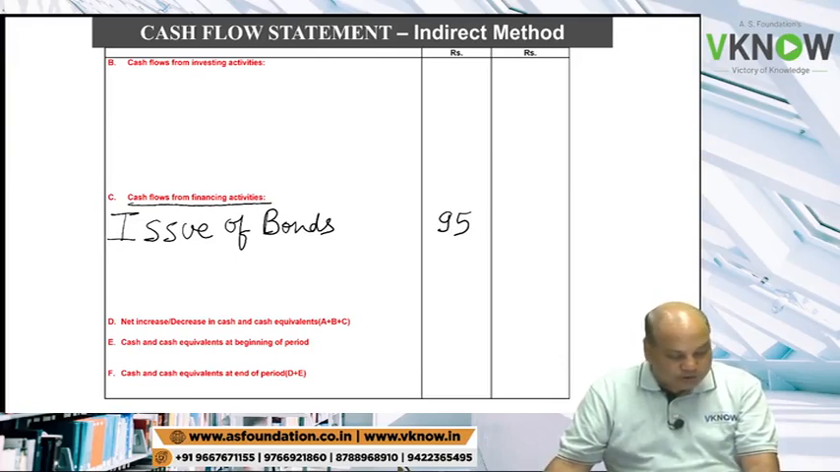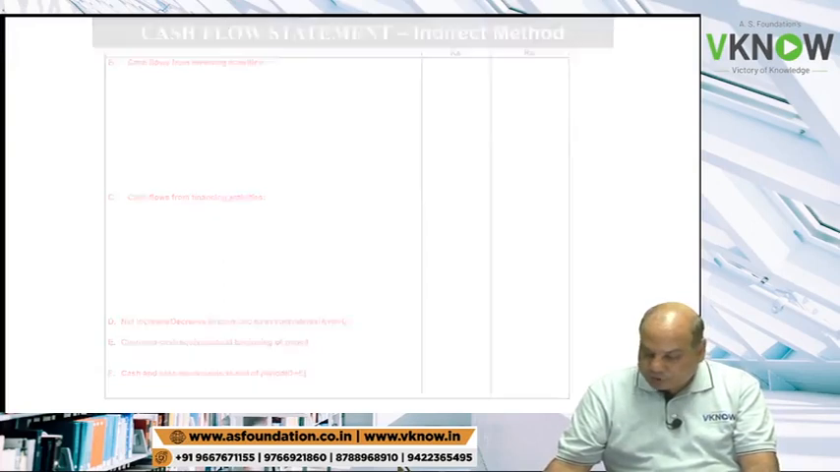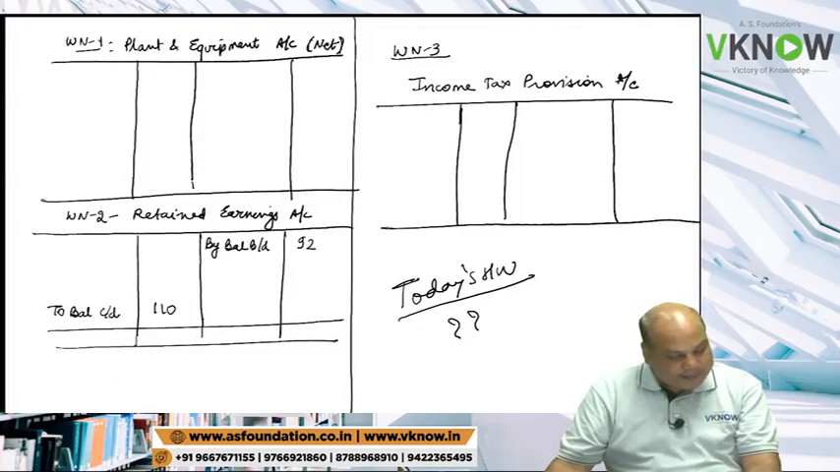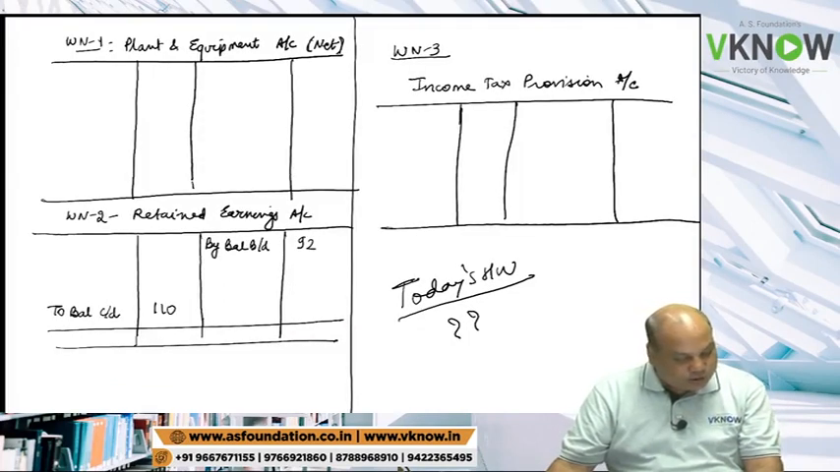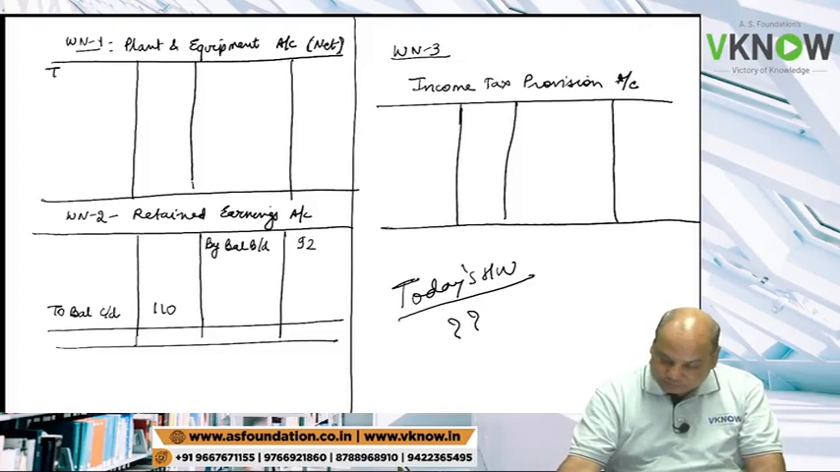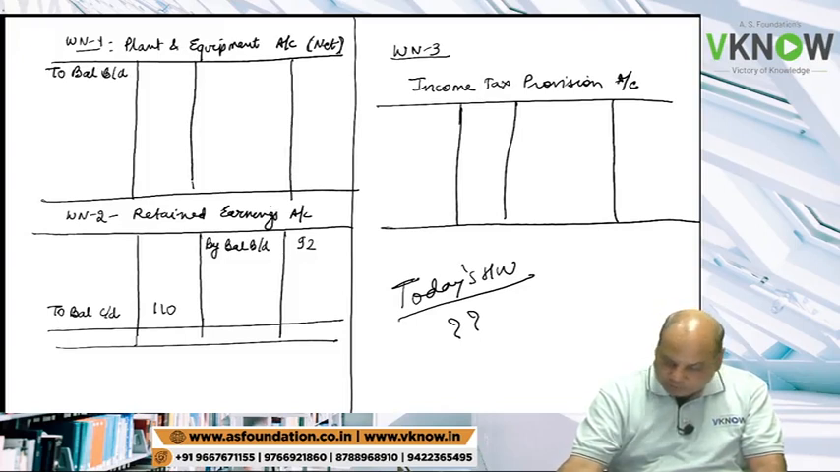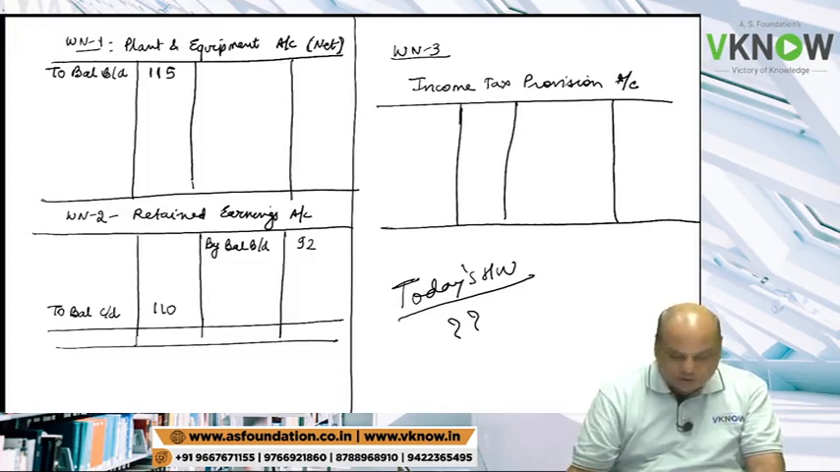Application of fund, fixed asset. There is a working note 1. Fixed asset, opening balance, net. To balance brought down. Opening balance is 115, net of depreciation.